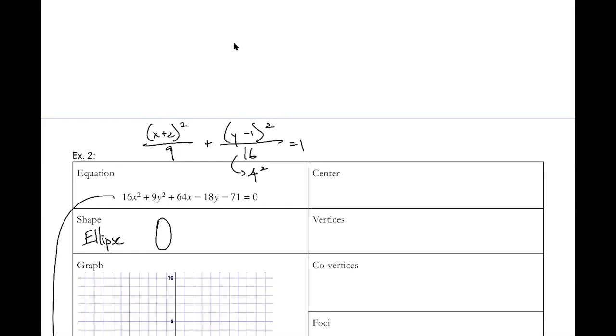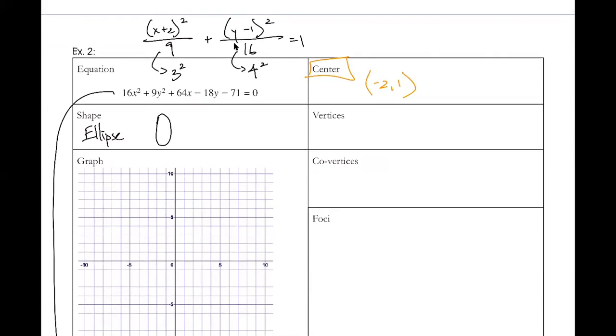Again, I'm sort of doing that pre-thinking. I'm not going to be adding 16 to anything. I'm going to be adding 4 to something. And same thing here. I might not write 9. I might write 3 squared because I'm not going to add 9 to anything. I'm adding 3, or the square root of 9. All right, so our center should be at (-2, 1), or right there.